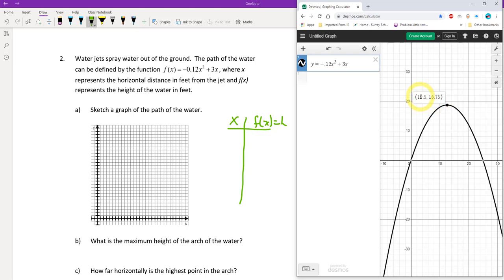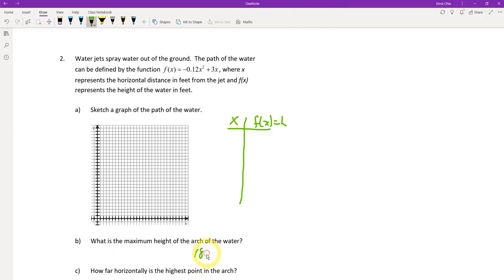Well, x is the distance away from the spout, so it's 12.5 meters away from the spout, and the height is the y value. So it says, what's the maximum height? Well, it's going to be 18.75. What's the correct unit? Oh, feet, right? The height is in feet.